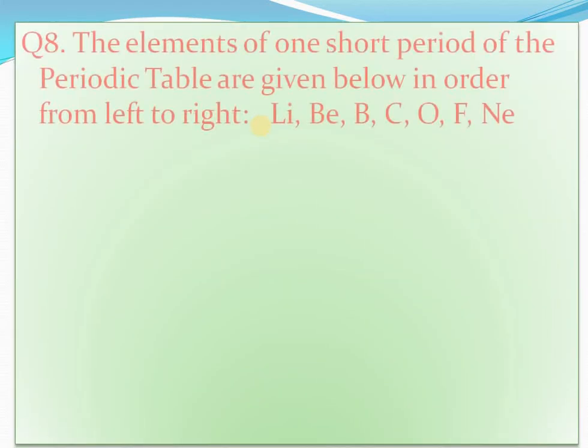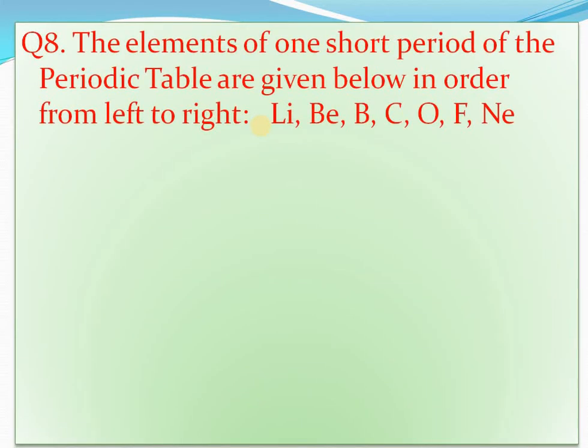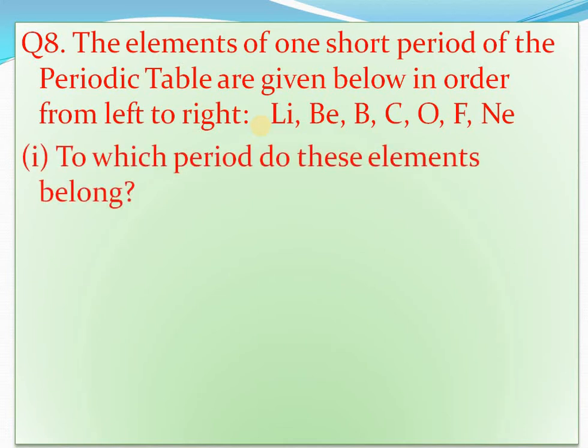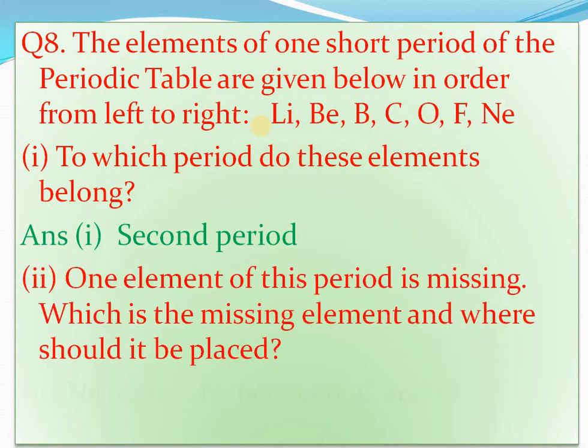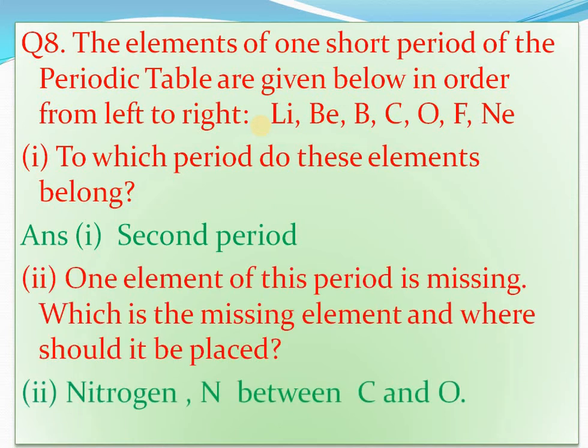So negative ion is formed, positive ion is formed in case of ionization energy. These are the elements given left to right: lithium, beryllium, boron, carbon. These are in the period. Which period does it belong to? Lithium belongs to the second period. And next, one of the elements of the period is missing. Which is missing? Carbon, nitrogen. Nitrogen is missing. Nitrogen will come between what? Carbon and oxygen.